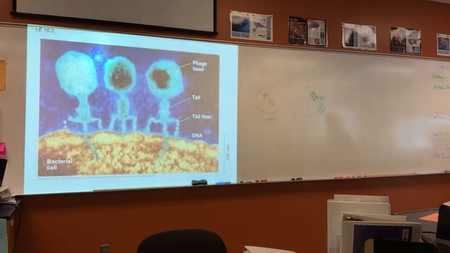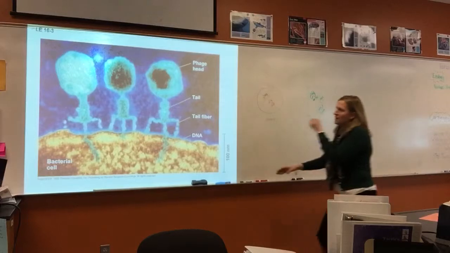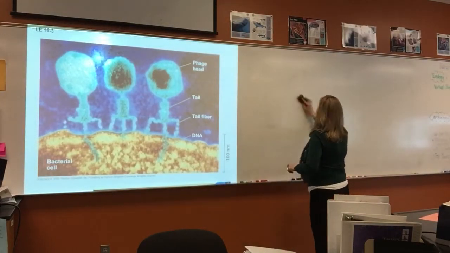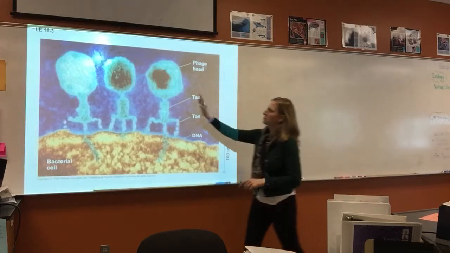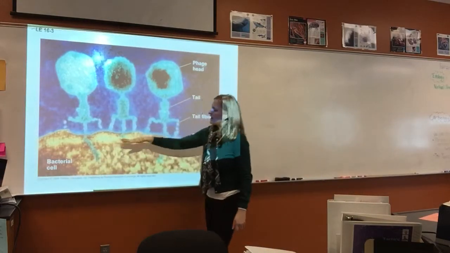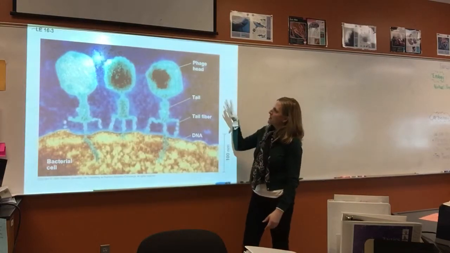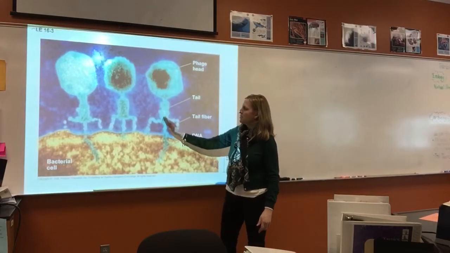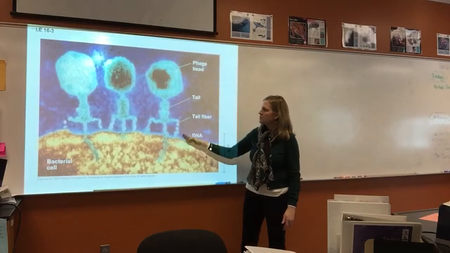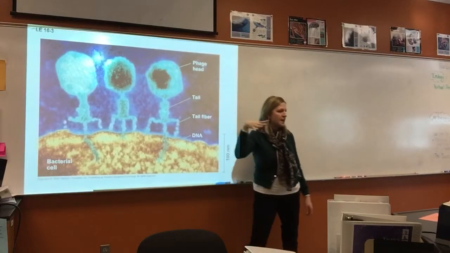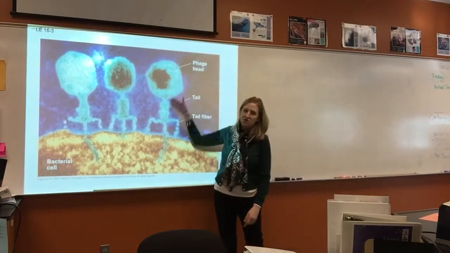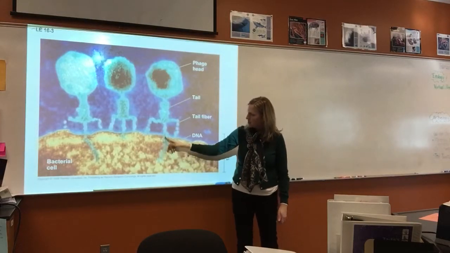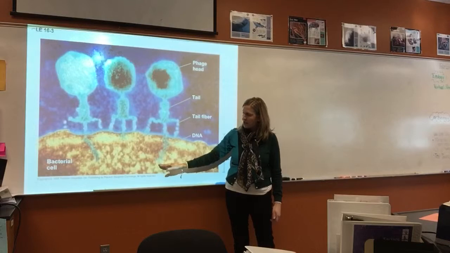This is what they look like. So this is an actual electron micrograph picture of 3 different bacteriophages in blue here, infecting a bacteria cell. So the bacteriophage has this head portion. This is called the tail portion, then it has these little tail fibers. And what they do when they infect a bacteria cell is they inject their genetic material into the bacteria cell. So this is what this is here. This is the DNA being injected in here.